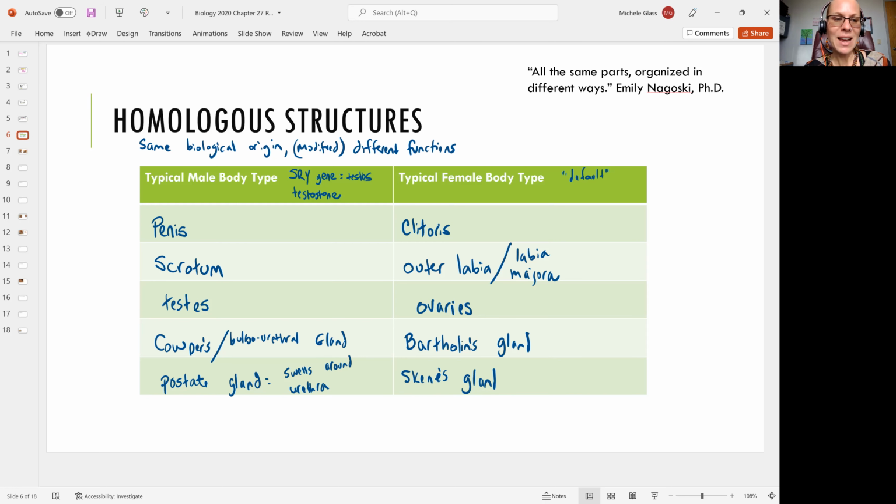All right, y'all. Up next, we're going to focus in on what's going on with the male body type reproductive system. So stay tuned.